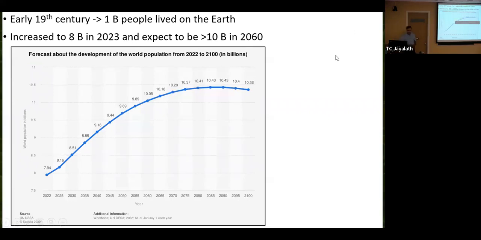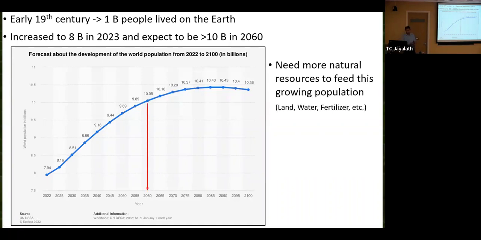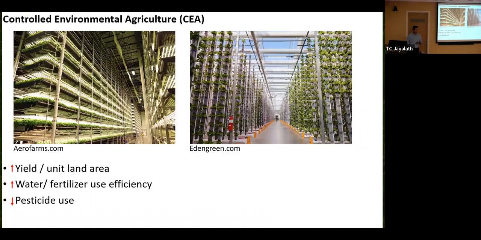I just want to give you an introduction on why this is important. If you look at population growth over time, in the early 19th century there were about 1 billion people living on Earth. At the moment, we have about 8 billion people living among us, and it's expected to be over 10 billion in 2060. Therefore, to provide enough food for this growing population, we need more resources, for example the amount of land we use for agriculture. We need more land to produce more food, or we have to increase the production of available land. That's why controlled environment agriculture is helpful.